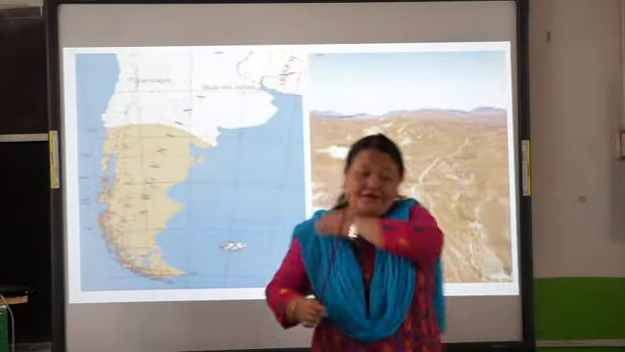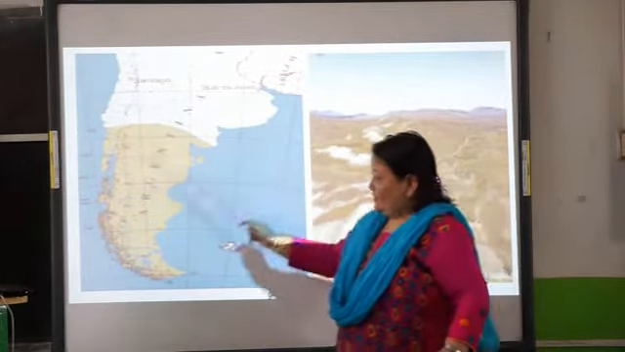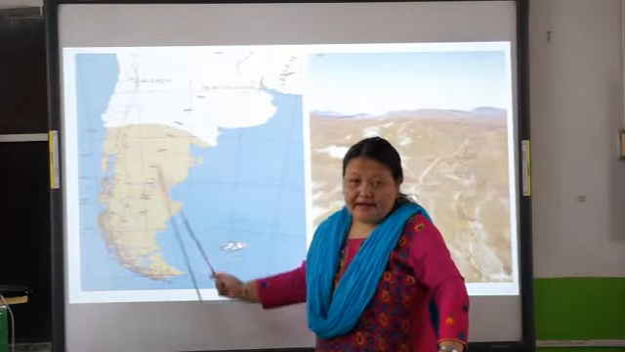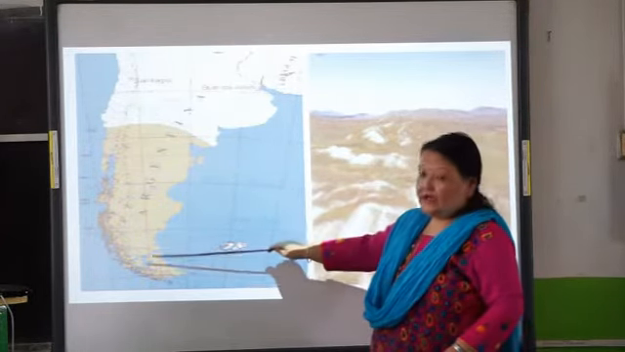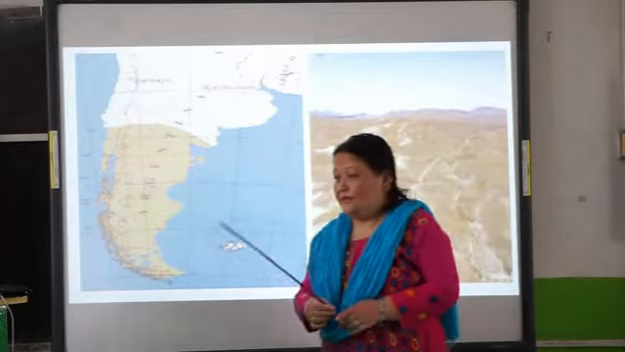And moving further towards the south, you have your Patagonian Plateau. This is how your Patagonian Plateau looks, towards the south of the central plains.